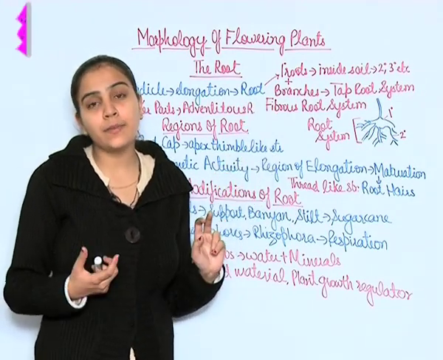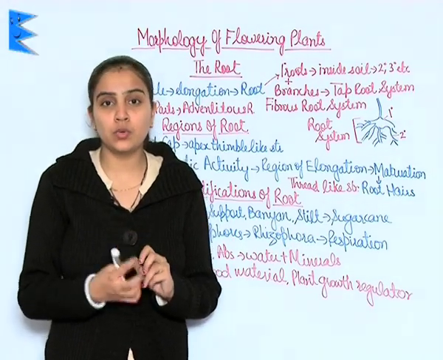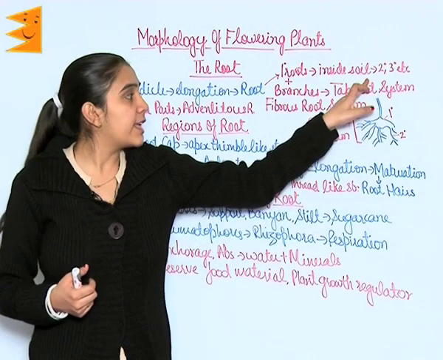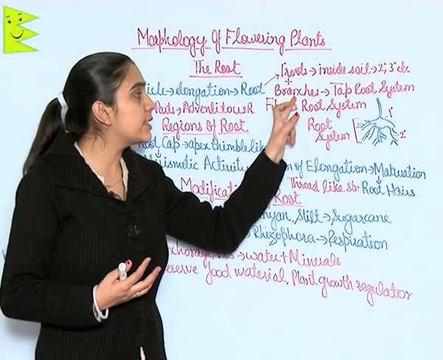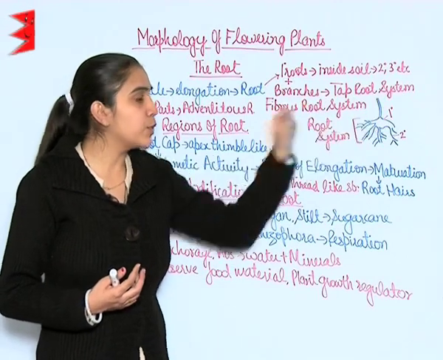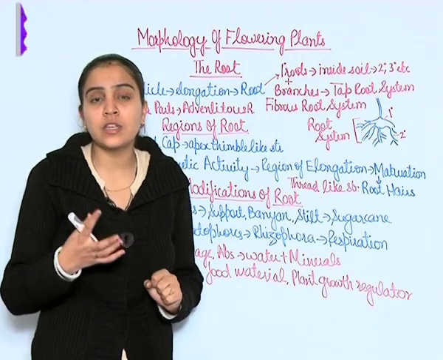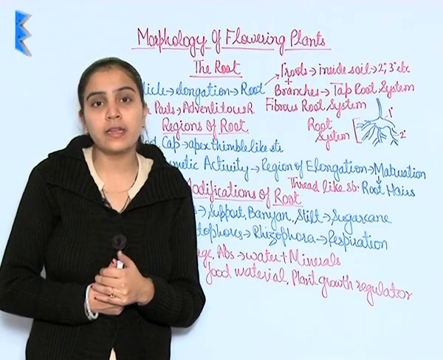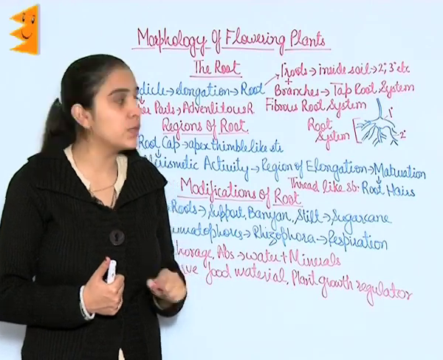This is the primary root, which grows under the soil, and when this primary root further branches, it forms secondary and tertiary roots. The primary root and its branches form the taproot system, and when the primary root is substituted by secondary roots, that is, the primary root degenerates and vanishes, then it is known as the fibrous root system.